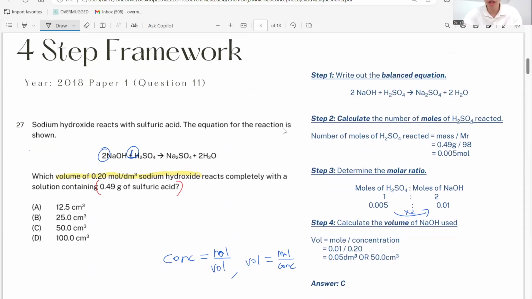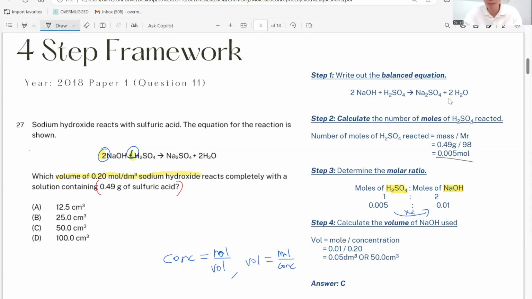So the mole ratio that we're looking at over here is between H2SO4 and what we want to find, which is NaOH. If you go back to the equation, can you see the NaOH, the number in front is a 2, while for H2SO4, there's technically no number in front, which means it's a 1. That's how we determine that the mole ratio between H2SO4 and NaOH is 1:2.